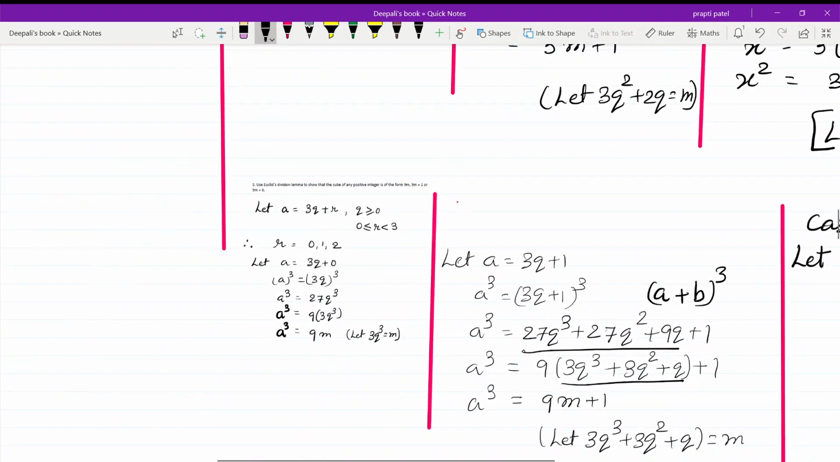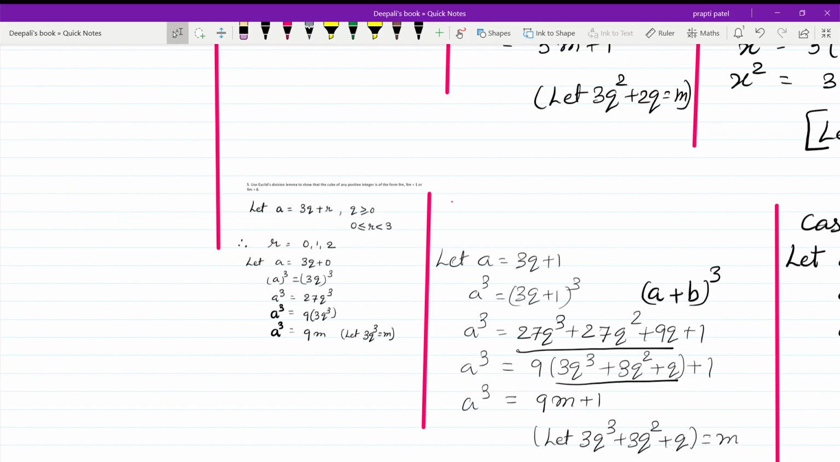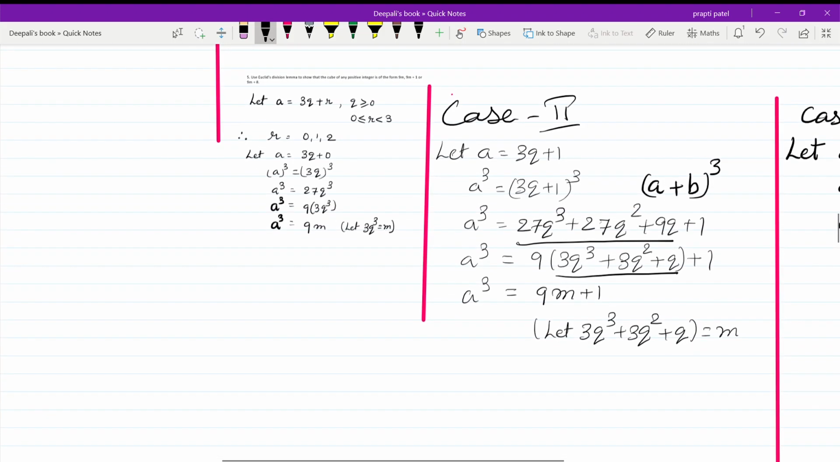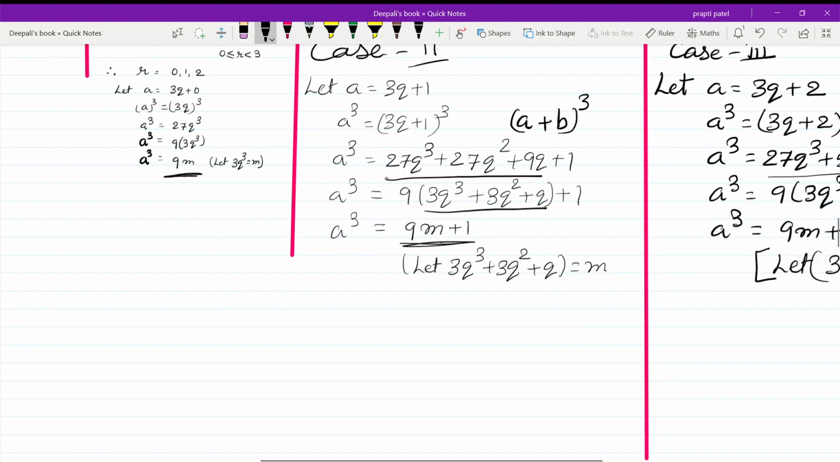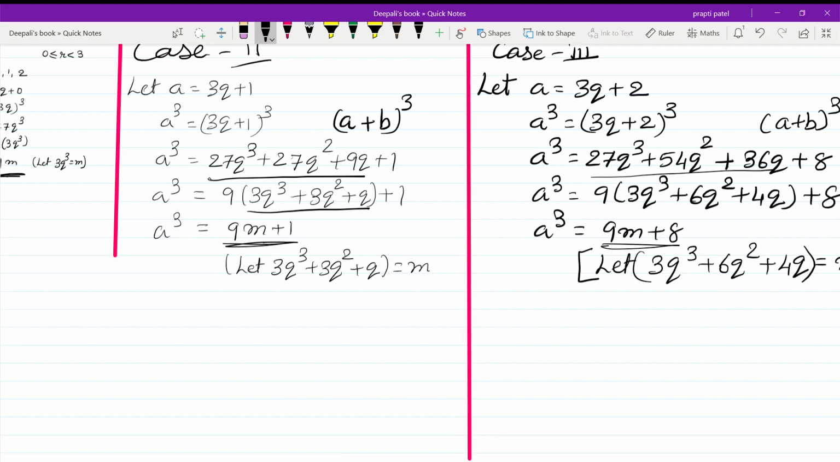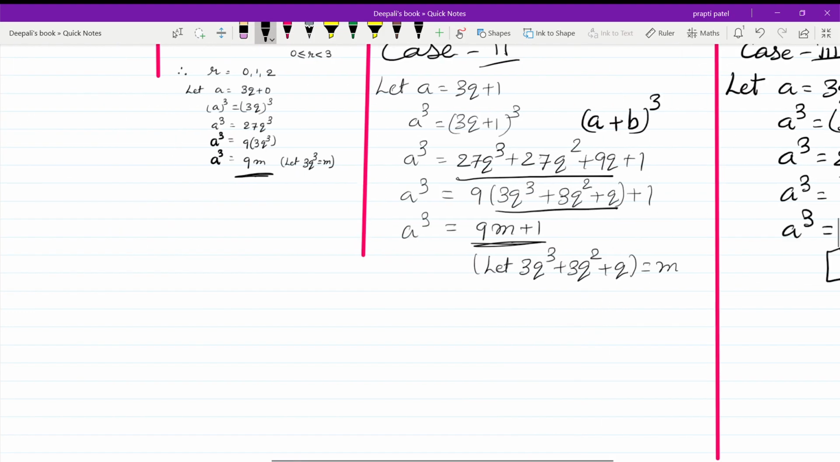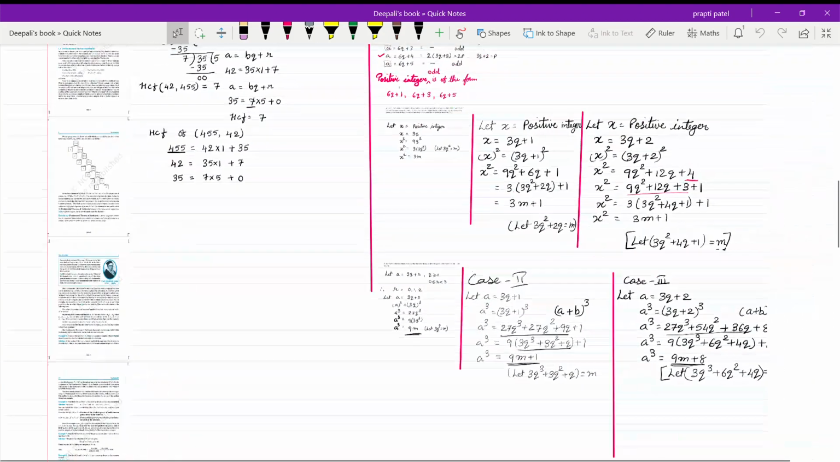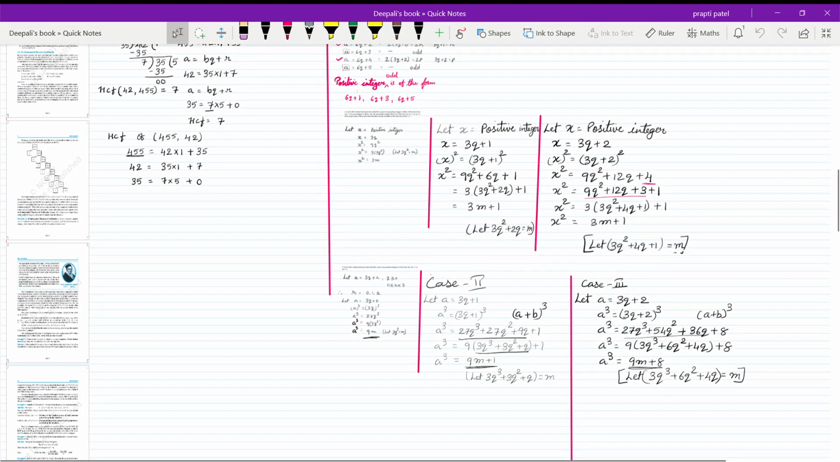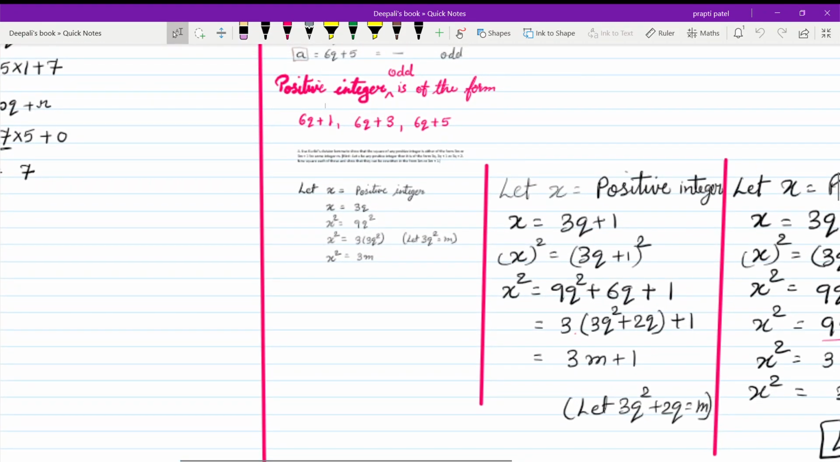So, did you understand what case 1, case 2 and case 3 tell us? It easily and clearly shows that any cubic number can be of the form 9m or 9m plus 1 or 9m plus 8. Now, can you give examples related to this? That would be your homework. Try to find numbers which are in this format.